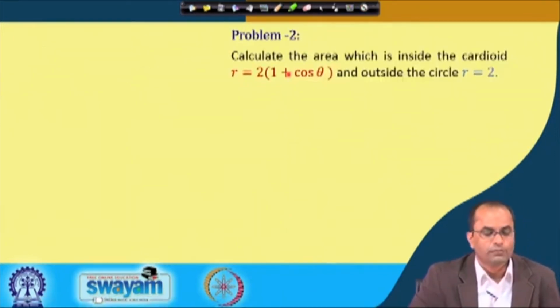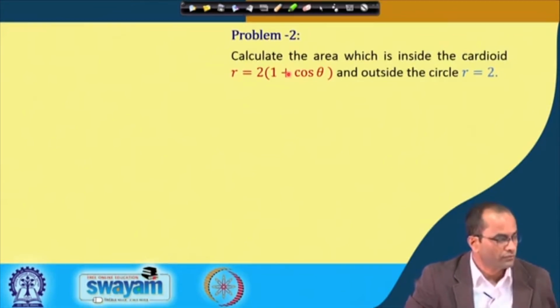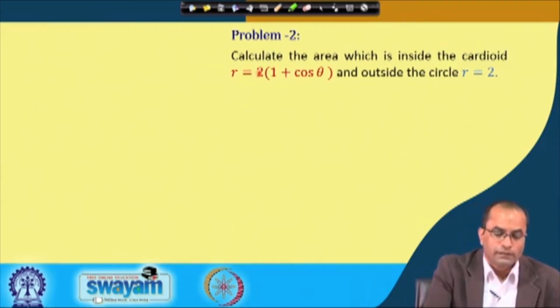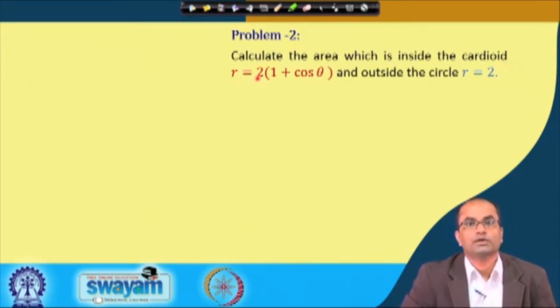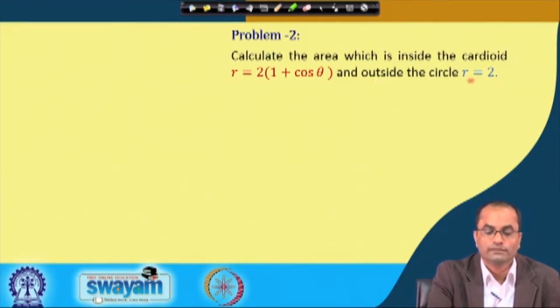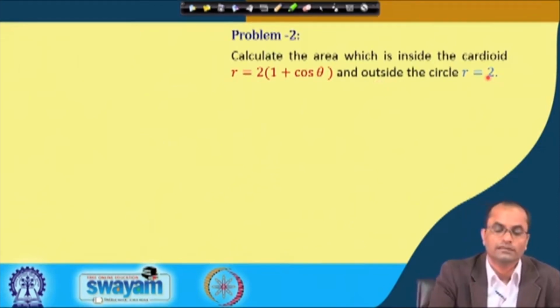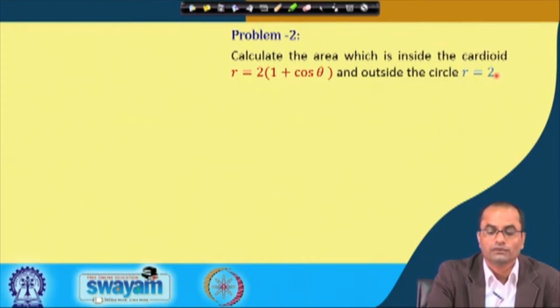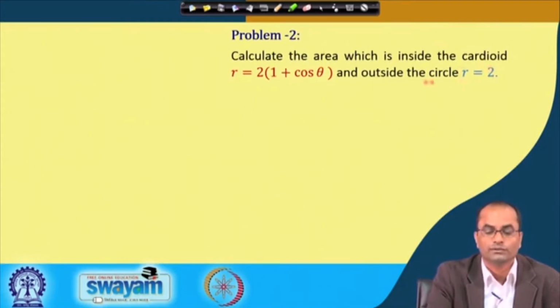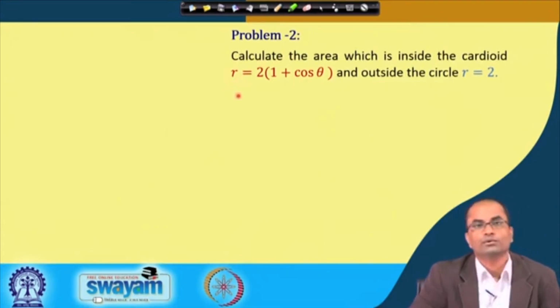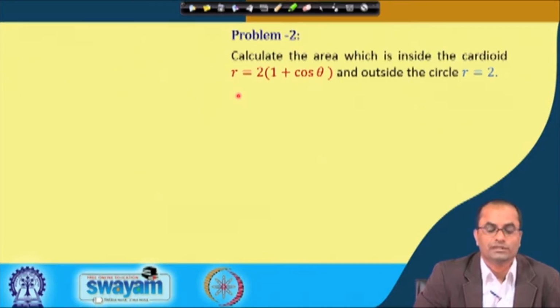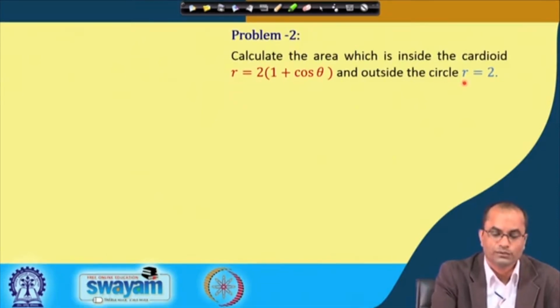So, let us take another problem here, problem number 2, which will give us again a little more insight. So, here calculate the area which is inside the cardioid r is equal to 2 times 1 plus cos theta, and outside the region r is equal to 1, the circle r is equal to 1. So, there is a circle here of radius 2, center 0. So, this is a circle, and then we have this cardioid r is equal to 2 times 1 plus cos theta. So, we have to first draw the region as usual.